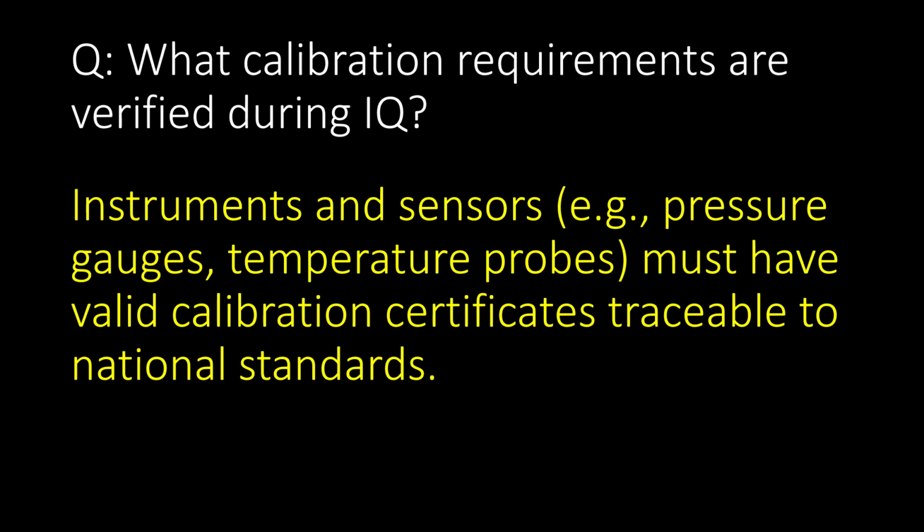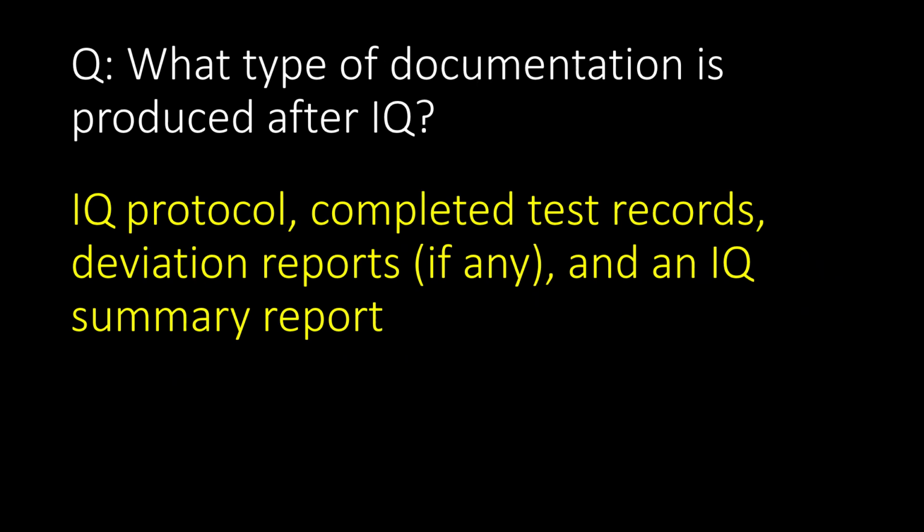What calibration requirements are verified during IQ? Instruments and sensors, for example, pressure gauges, temperature probes, must have valid calibration certificates traceable to national standards. What type of documentation is produced after IQ? IQ protocol, completed test records, deviation reports if any, and an IQ summary report.